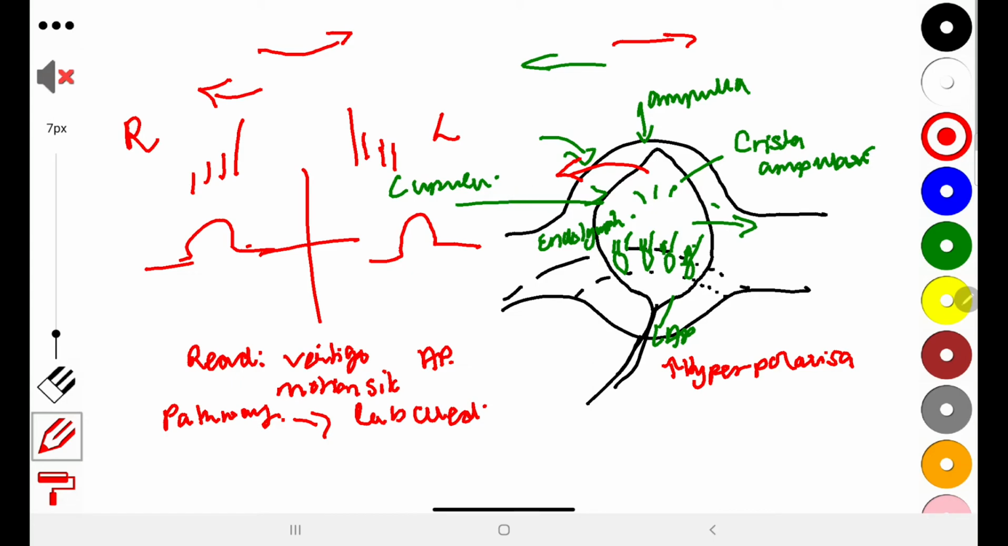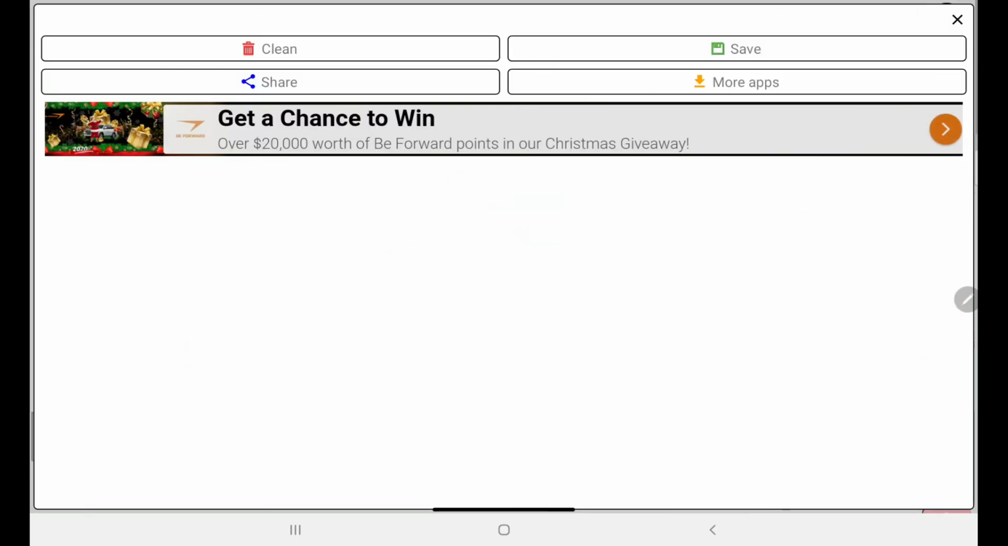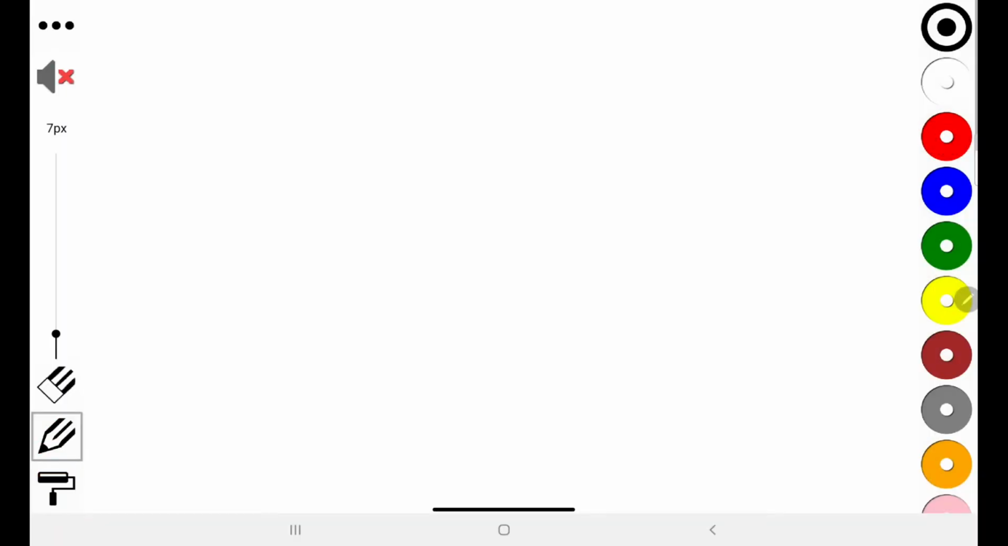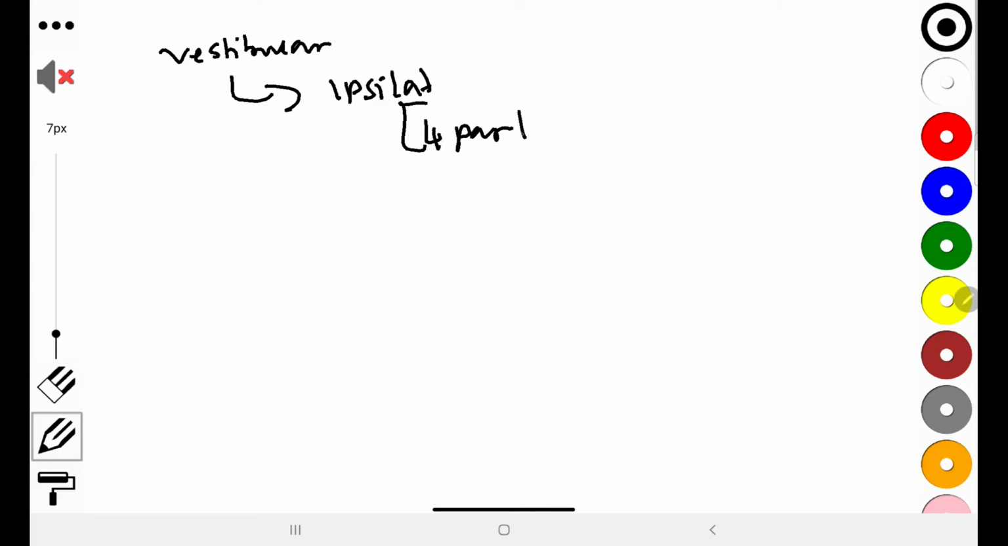Ensure that you note that the cell bodies of the crista and the macula are located in the vestibular ganglion. From the vestibular ganglion we have nerves that terminate ipsilaterally, and you will notice that there's a four-part vestibular nucleus that you're talking about.